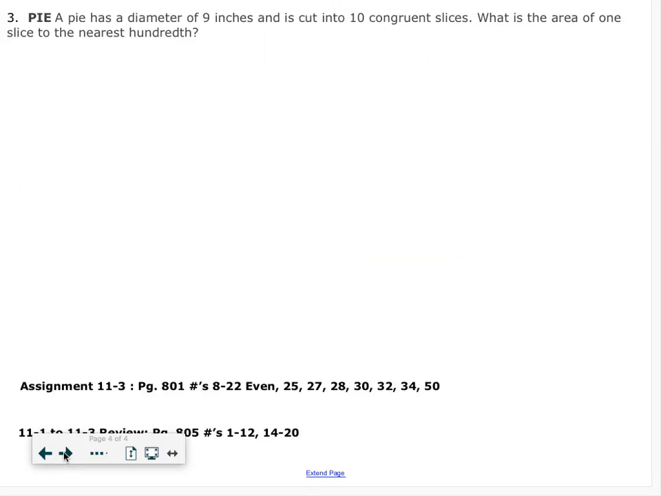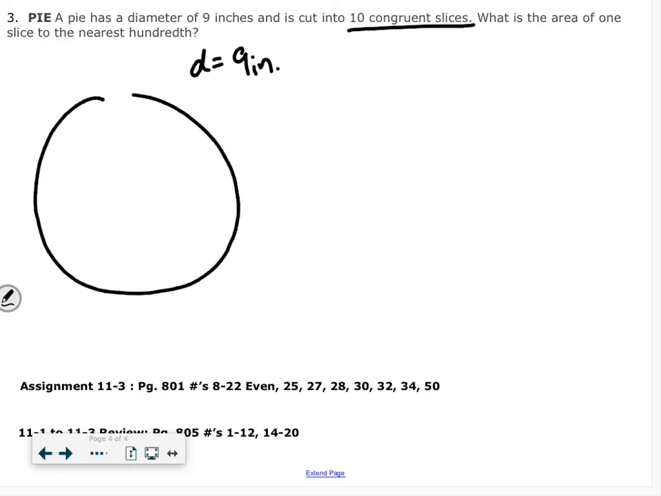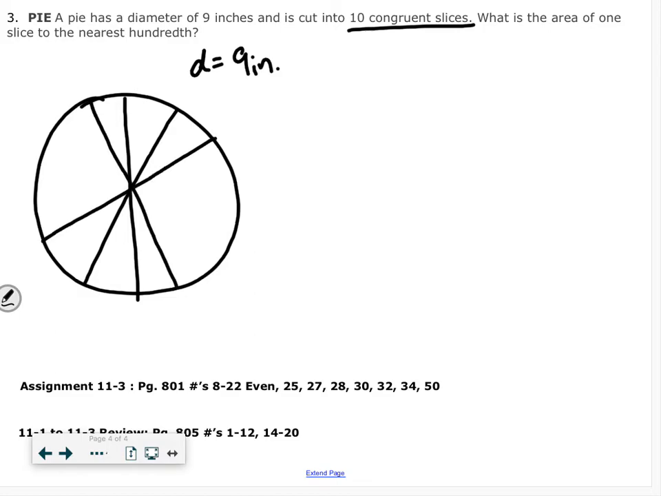The last one here, we are talking about a pie. A pie has a diameter of 9 inches. Okay, so let's write that down. And is cut into 10 congruent slices. So if we're thinking about this, pretty good circle. Let's see if we can come up with 10 slices. We need 5 on each side. 1, 2, 3, 4, 5. I think that's 10. Now imagine that those are congruent, so they're all equal. What is the area of one slice to the nearest 100?